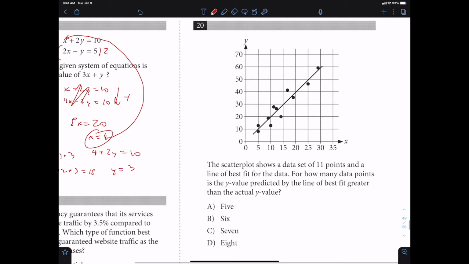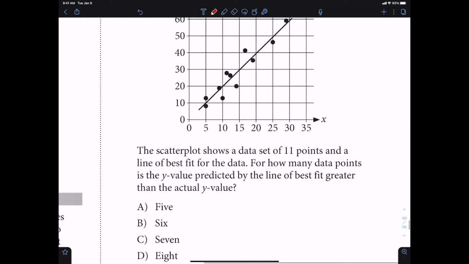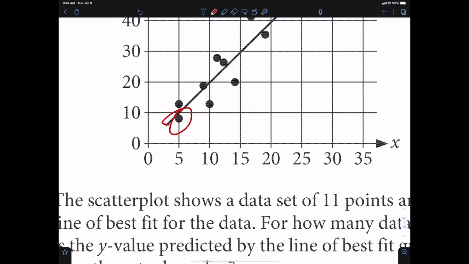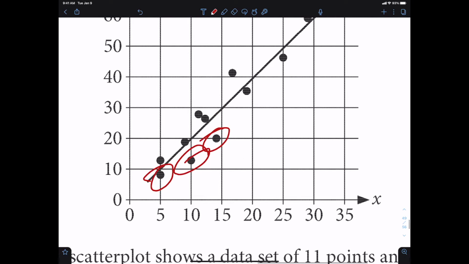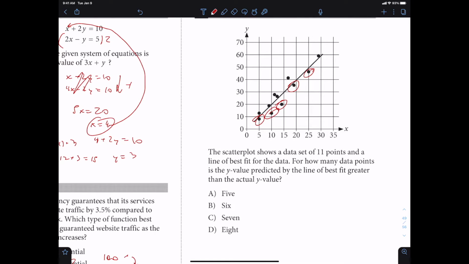All right, the scatter plot shows a data set of 11 points and the line of best fit for the data. For how many data points is the y value predicted by the line of best fit greater than the actual y value? Okay, so it's greater here, here, and here, right? The line overestimated the actual y value. So it is going to be 1, 2, 3, 4, 5.